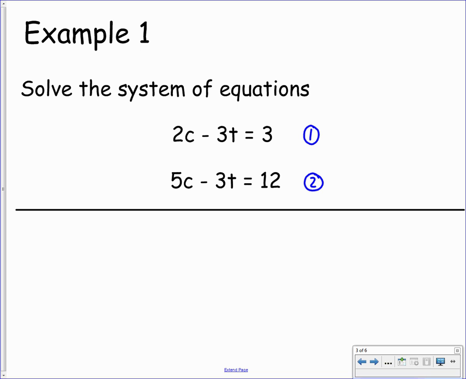I ideally want to be left with a positive answer at the end. So I don't want to do 2c take away 5c, it's better to do it the other way about. So we're going to take equation 2 and we'll take away equation 1 from that.